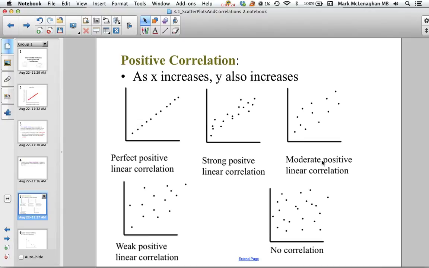Here's a bunch of positive correlations. We have a perfect positive, which means that the scatterplot points line up in a nice line. We have a strong positive, so you can see the line, but it's not quite perfect. Moderate means it's scattered around. Weak, it's very scattered, but there's still sort of a defined direction, or there's no correlation.